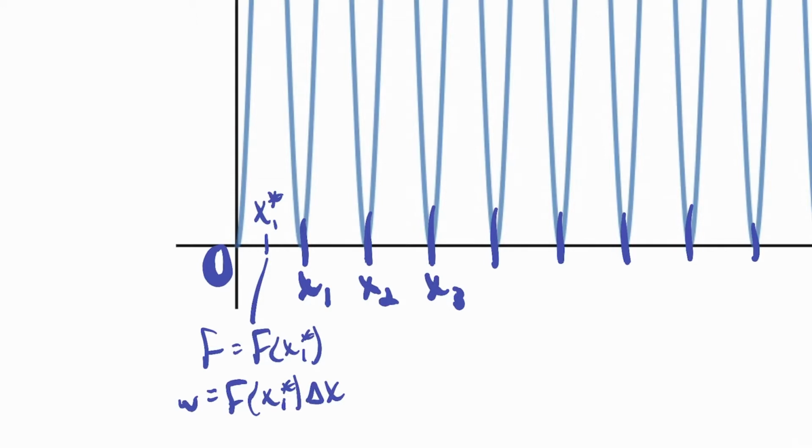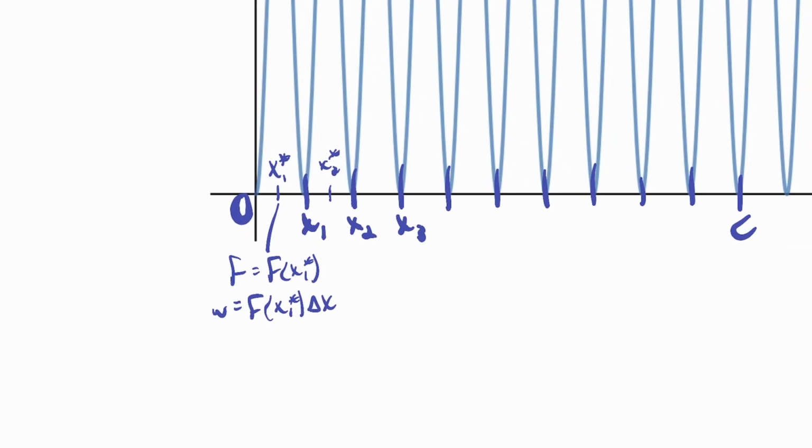What about to go from here to there, to compress the spring a little bit further? Well, I could pick a representative and say this is x2 star. The force required to do that is going to be f of x2 star. So the work required to complete that compression will be f of x2 star delta x. And you can probably see where this is going. We're building a Riemann sum, essentially. We have a function evaluated at representatives times an incremental change in the coordinate.